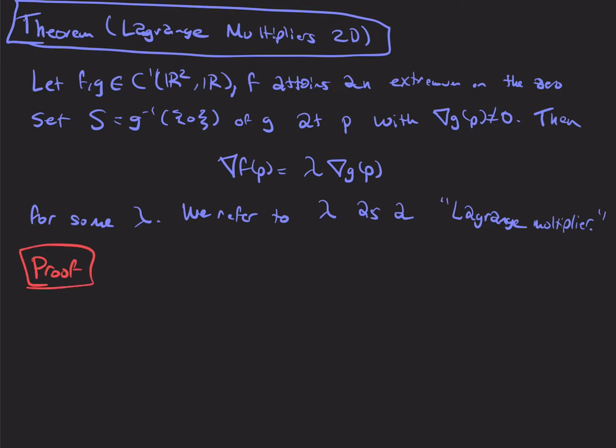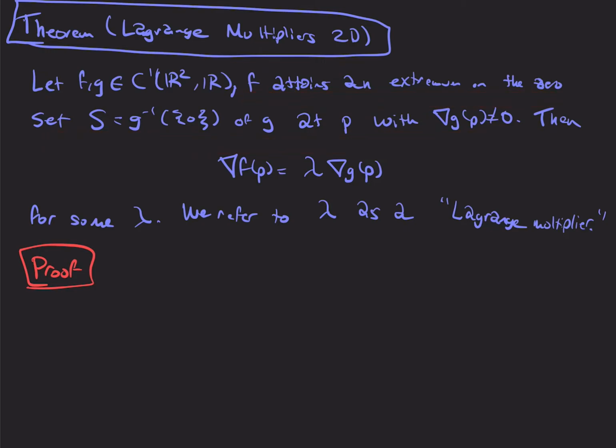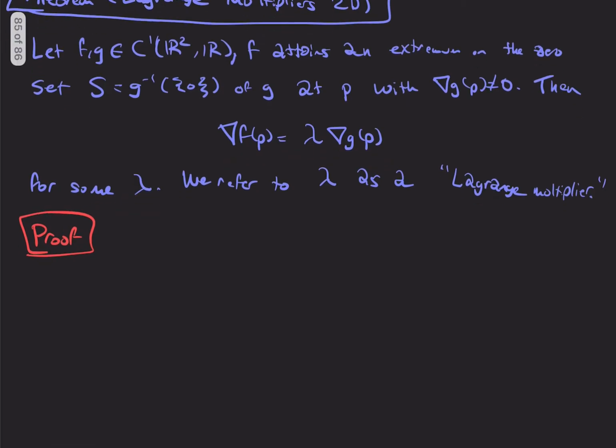So this is the statement. F is the function we're extremizing. G is our constraint function. They're both C1 smooth. F attains an extremum on the zero set S at a point P where the gradient of G is non-zero. That means that the gradient of F at P is parallel to the gradient of G at P, for some lambda. That is the statement.